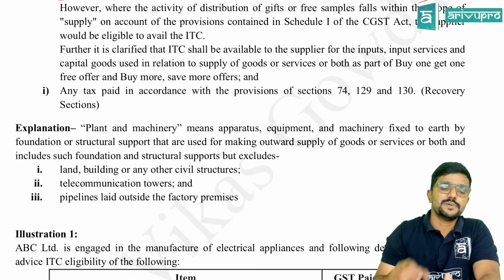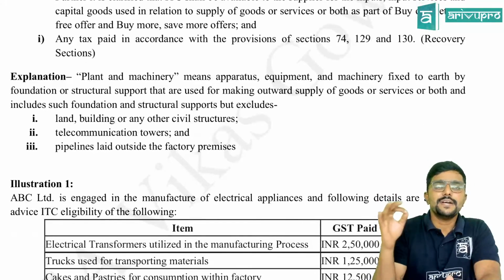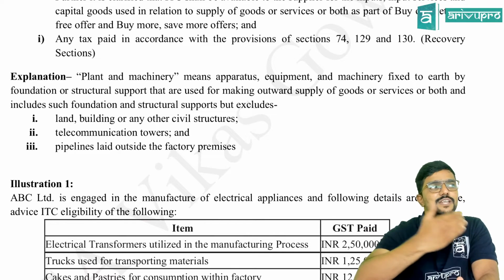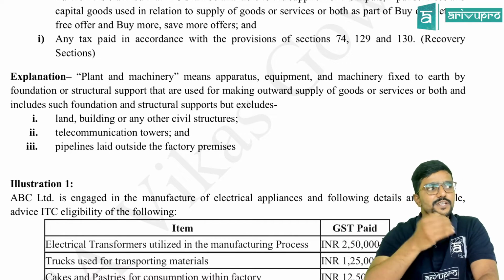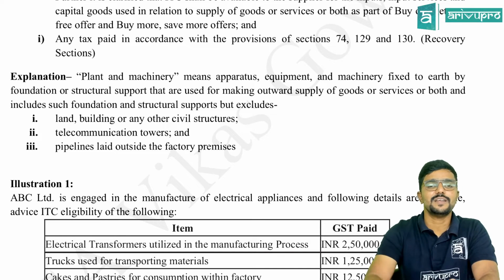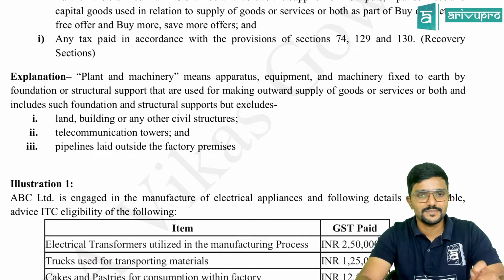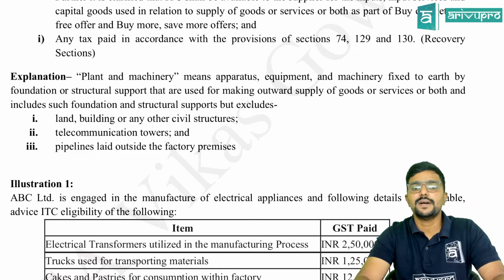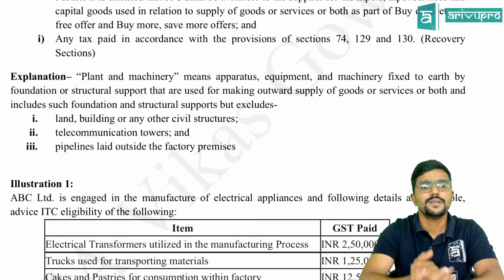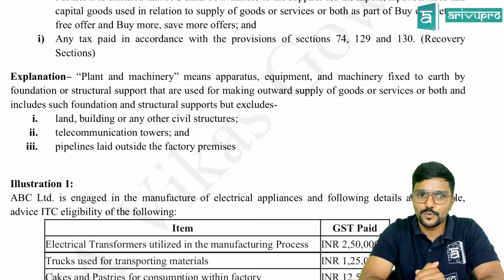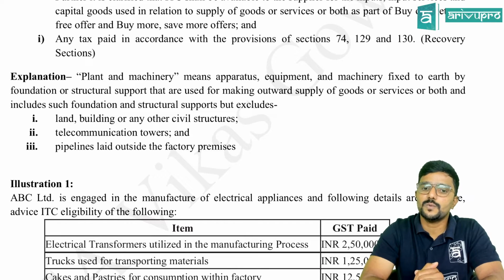Explanation: plant and machinery. For plant and machinery, if you have taken any works contract services, credit is available. For construction of plant and machinery, if you have purchased any goods or services, credit is also available. What is plant and machinery? Plant and machinery means apparatus, equipment and machinery fixed to the earth, which means it is actually immovable, by foundation or structural support that are used for making outward supply of goods or services or both, and includes such foundation and structural supports.